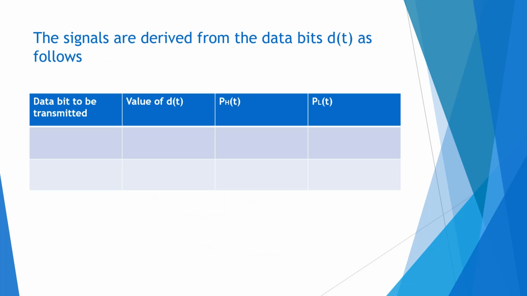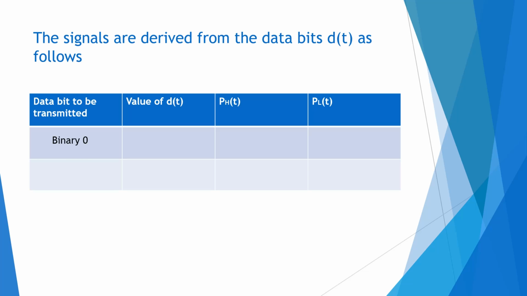Now here, before observing the generation of FSK, we need to find out the signals which are derived from d(t), that is the data bits. So if we are going to use pH(t) and pL(t) here, how do we find out what the bits will be for these two?